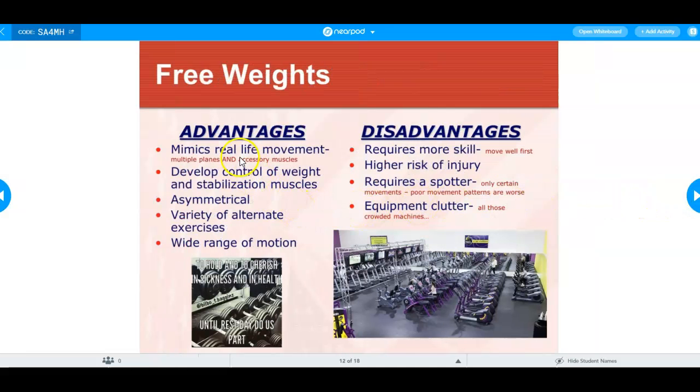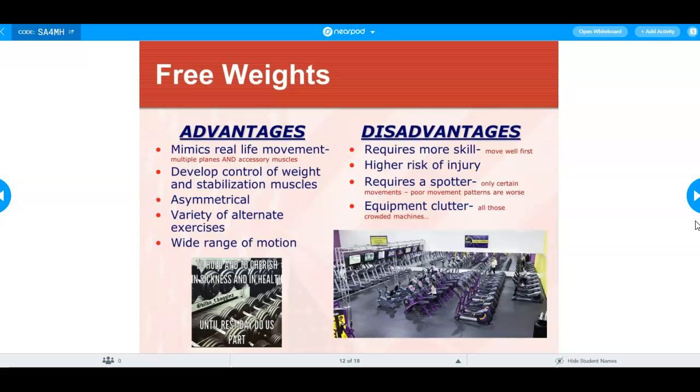So advantages: it mimics real life and movement. We have multiple planes, and we also use accessory muscles. We're not isolating movement, which does not happen in real life. It helps to develop control of the weight and stabilization muscles. It can be asymmetrical, since human beings are asymmetrical. You have a variety of alternative exercises from those areas, and then you have a greater range of motion potentially.